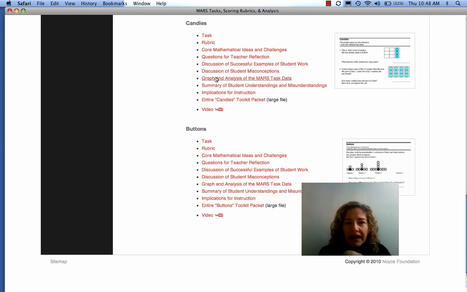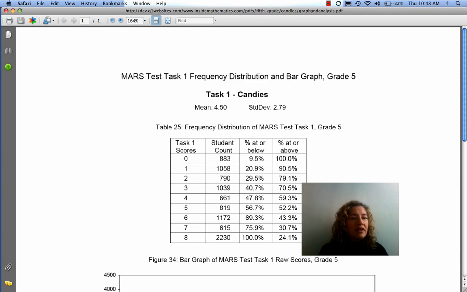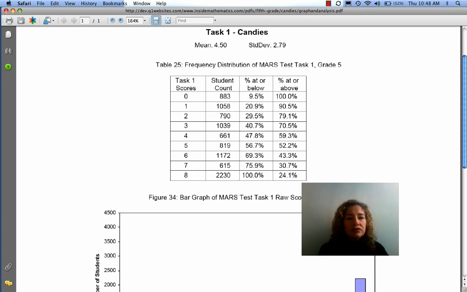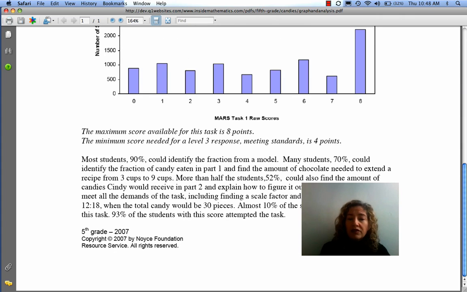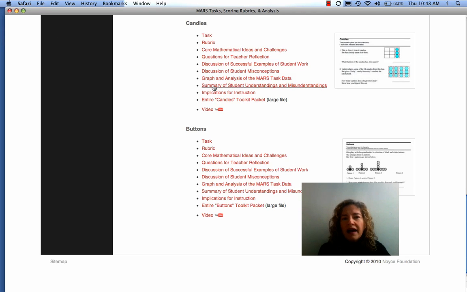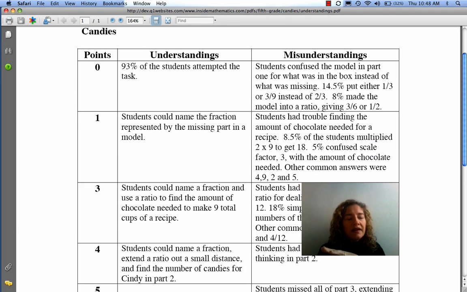Then we have this graph and analysis of the Mars task data. This will give you a sense of how students generally experience this particular task, and that you could then apply this to an analysis of your own students' work. The summary of student understandings and misunderstandings. So where did they do well? Where did they have trouble?